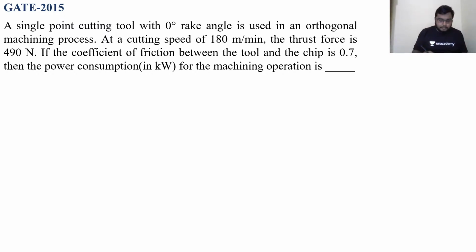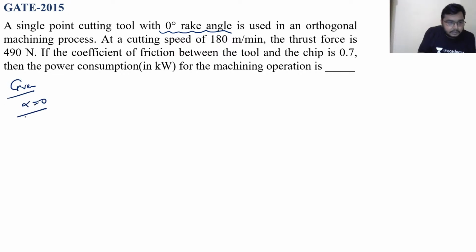See, मैं आपको क्वेश्चन समझा देता हूँ. Single point cutting tool is there, 0 degree rake angle is there. Alpha is given as 0 degree. Number 1, used in orthogonal machining. Cutting speed is given as 180 meter per minute.